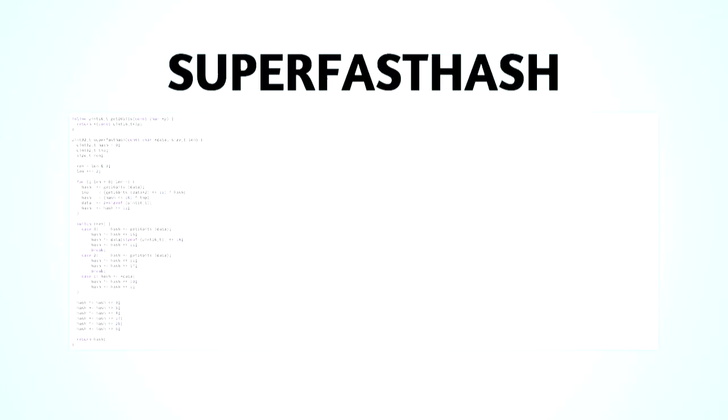There's a website which used to exist called non-cryptographic, and it basically looked at as many hashing functions as it could. I will quote what the author of that said: Superfast hash is the quintessential example of how easy it is to go wrong when you're making your own hash function, even if you're incredibly smart.